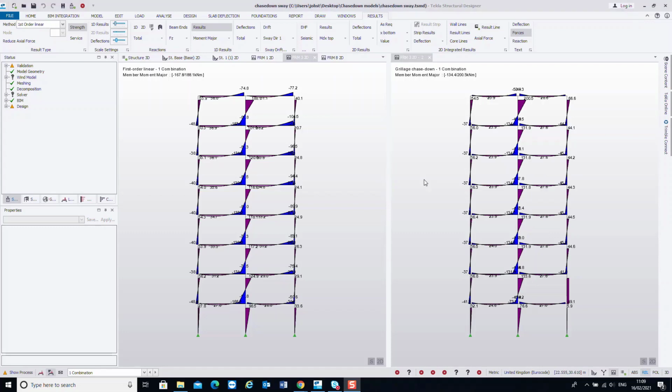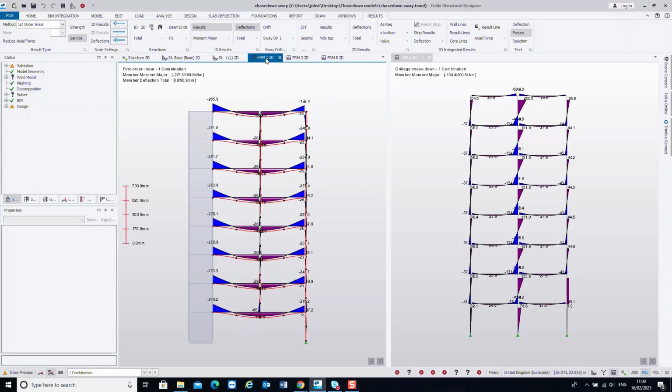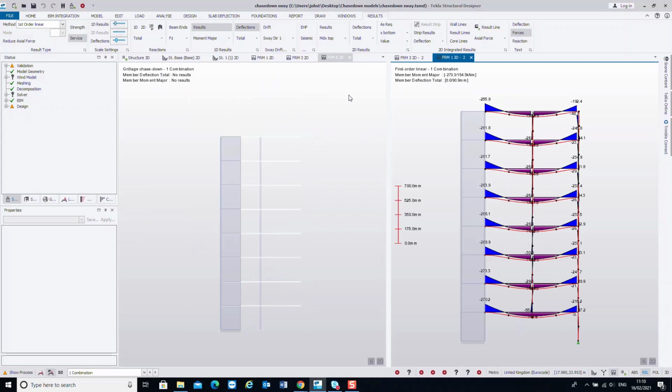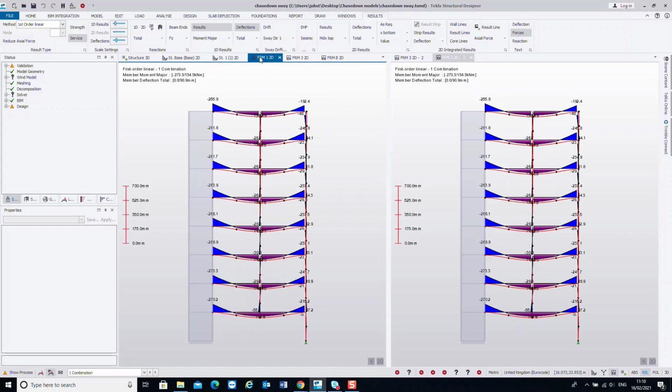Next, we shall consider the axial force in transfer beams. For this we shall consider the frame along grid line 1, and by again duplicating this view and moving it to our second vertical tab group, we can view the results for the first order linear analysis or 3D building analysis and the Grillage Chasedown side by side.